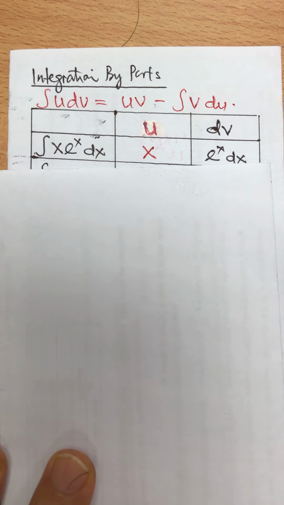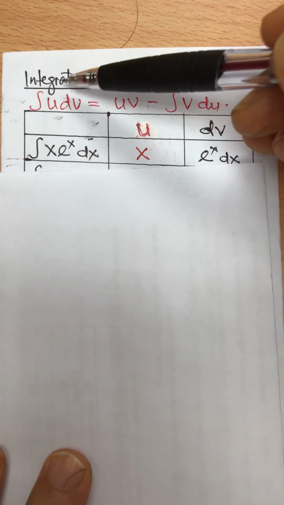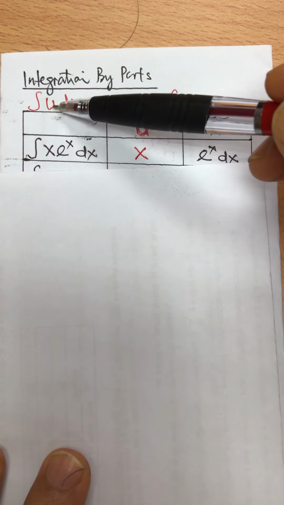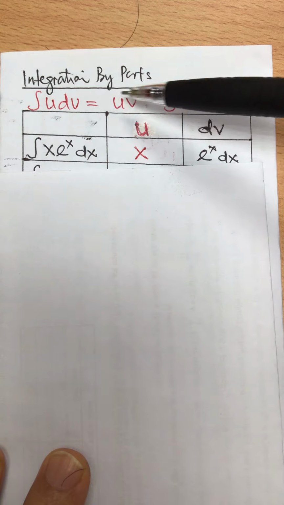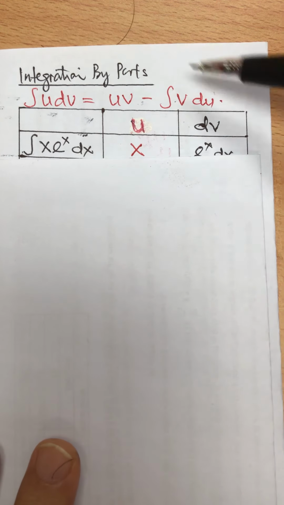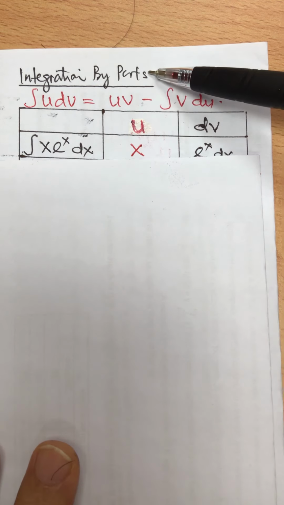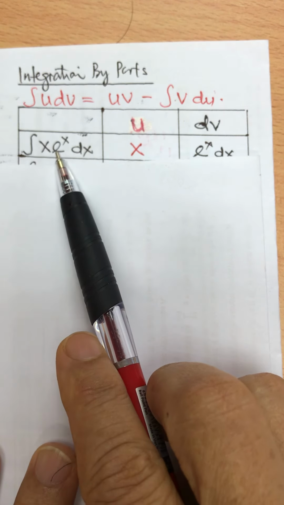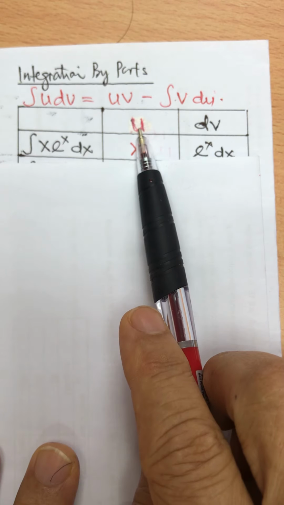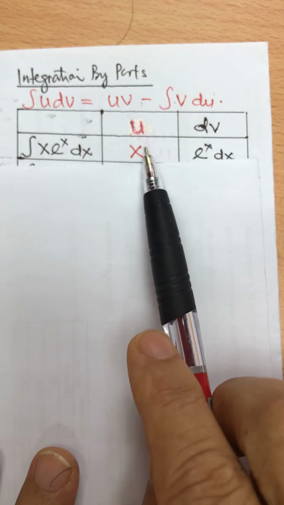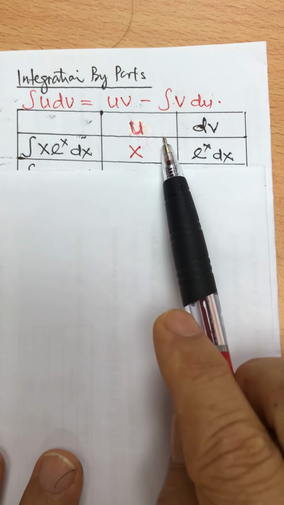Okay, now you see integration by parts. We have learned this. The formula is the integral of u dv is equal to uv minus the integral of v du. So when do you use integration by parts? Where we have algebraic and exponential, and remember I told you already the u is always the algebraic. You cannot change, because if you change you cannot get the answer.